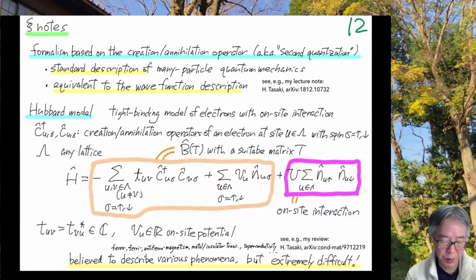And this simple model is believed to describe various physical phenomena, including, I'm sorry, these are too small to see, magnetism like ferromagnetism, ferrimagnetism, antiferromagnetism, or the Mott insulator and the corresponding metal insulator transition, even superconductivity and more. But it's very difficult to analyze, and yes, there are many references about this. If you're interested, here is my introductory review, basically focused on ferromagnetism in the Hubbard model. Please take a look at this if you're interested.